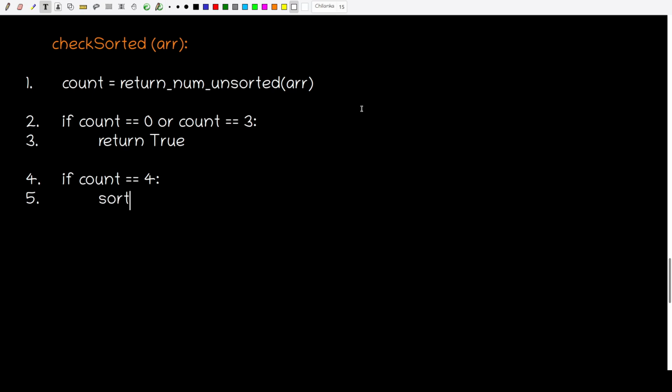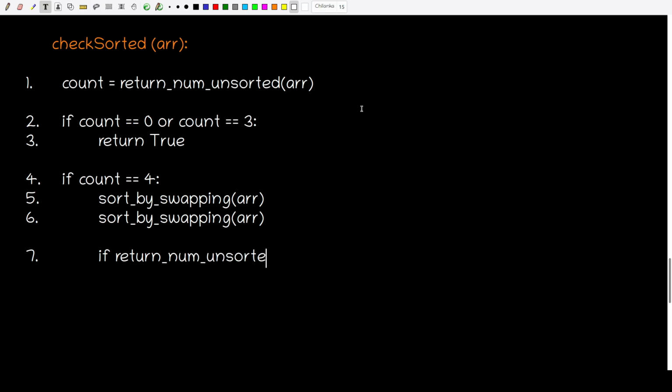So let us do that. So let us say we want to sort by swapping. So we perform the first swap operation over here. After the first swap, let us do the second swap as well. So in this way, we have swapped two elements of the array. Now, after the swap, let us again check the number of elements which are not at its correct position. So if return num unsorted arr equals 0, that is, if after these two swap operations all the elements are at its correct position, then in such case we can return true. Otherwise, we are going to return false.